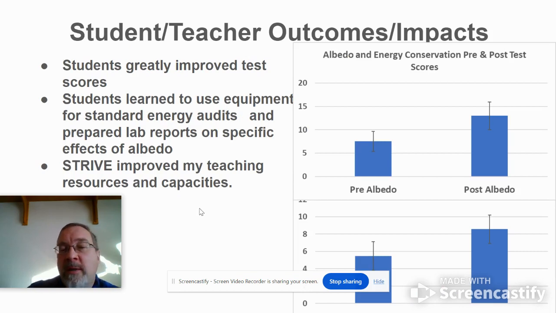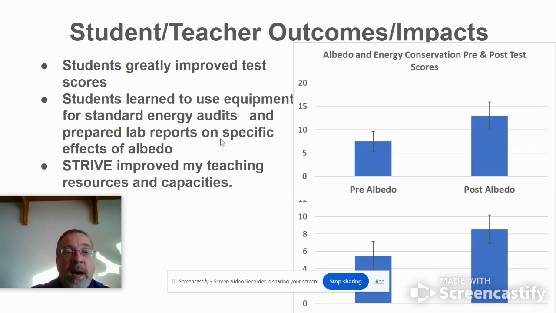In this process, I had students take pre and post tests for albedo and energy conservation, as well as environmental science topics, and they improved greatly after doing this lab by at least 30 percentage points on these pre and post tests. They also learned to use the equipment for standard energy audits of homes and businesses, as well as preparing the lab reports on this.